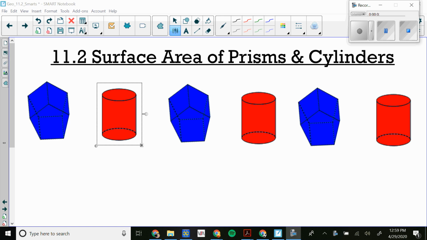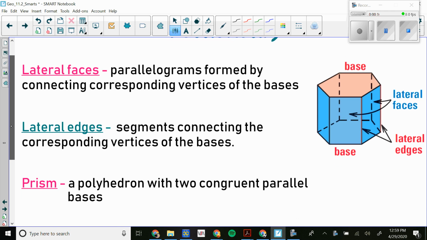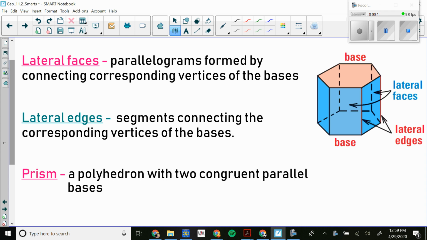Alright guys, in this video we're going to talk about surface area of prisms and cylinders. Okay, so we need to know a couple vocabulary words. First off, we have lateral faces. These are parallelograms formed by connecting corresponding vertices of the bases. So like this right here, this face is a lateral face. Lateral edges are going to be the edges that are on either side of one of those faces.